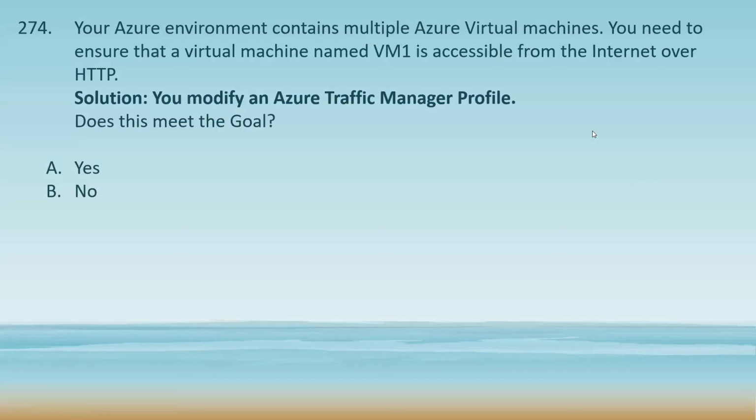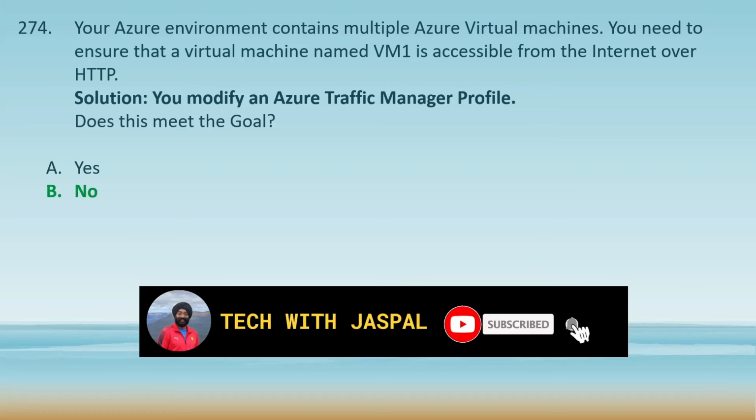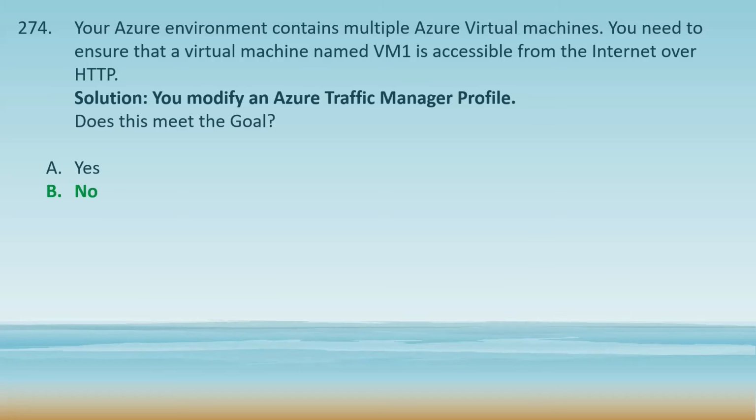This is question number 274. Your Azure environment contains multiple Azure virtual machines. You need to ensure that a virtual machine named VM1 is accessible from the internet over HTTP. And the solution you provide is you modify an Azure Traffic Manager profile. You need to tell whether this meets the goal or not. And friends, modifying an Azure Traffic Manager profile does not meet the goal of providing access to the virtual machine from the internet over HTTP. Azure Traffic Manager is a DNS-based traffic load balancer that enables you to distribute traffic across multiple endpoints. It is typically used for improving the availability and performance of your applications.